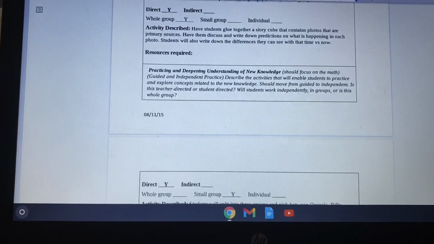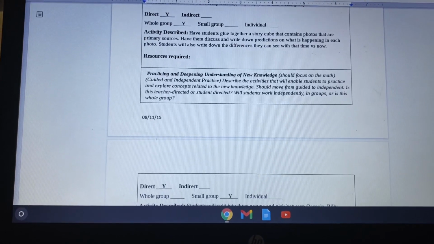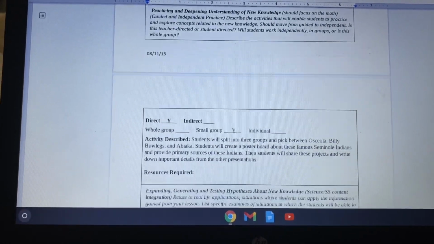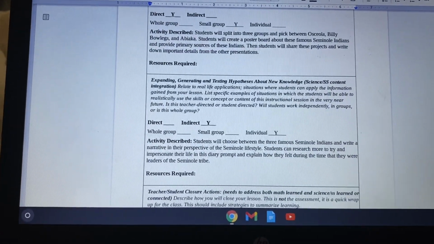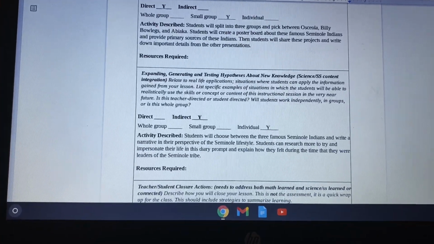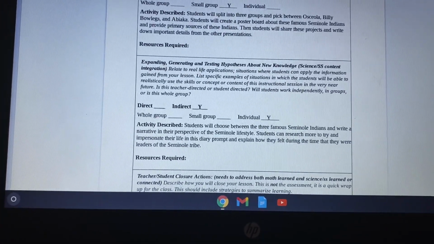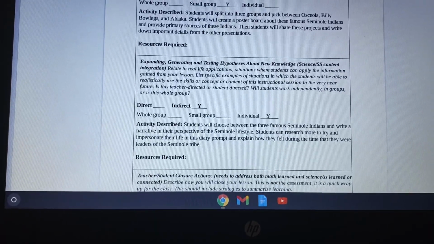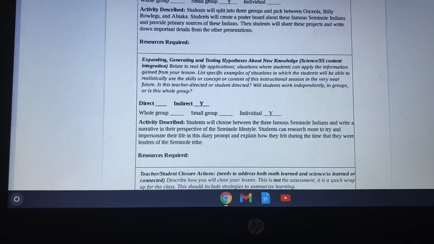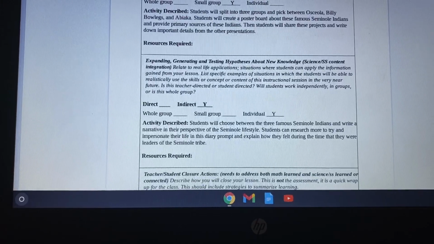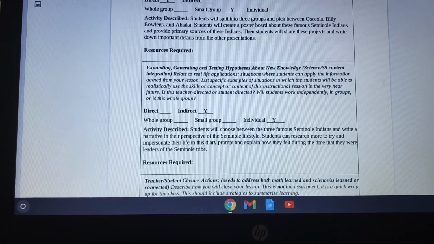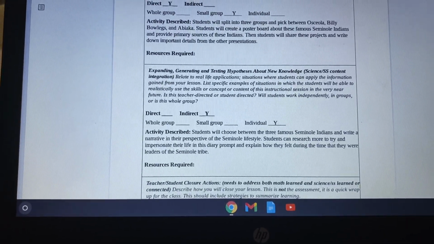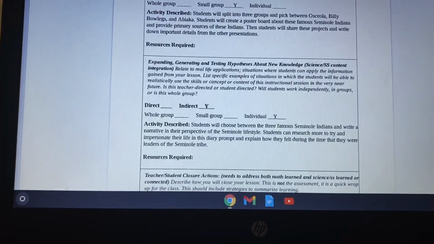And then for practicing and deepening, I said direct and I said it was a small group. And then students will split into 3 groups and pick between Osceola, Billy Bowlegs, and Abiaka. Students will create a poster board about these famous Seminole Indians and provide primary sources of these Indians. Then students will share these projects and write down important details from other presentations.